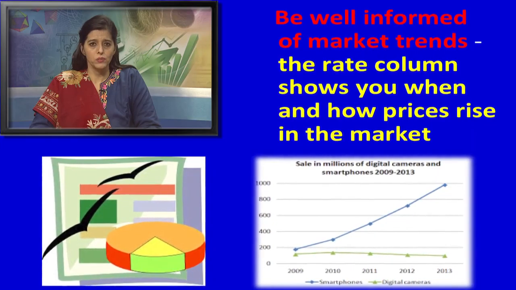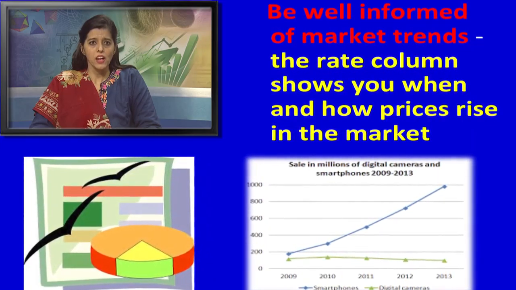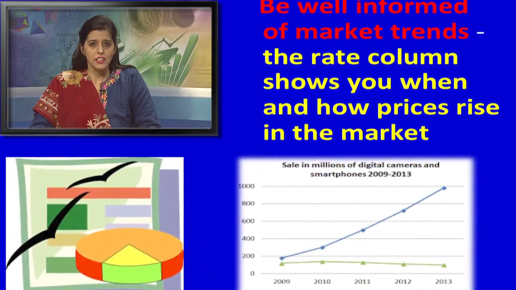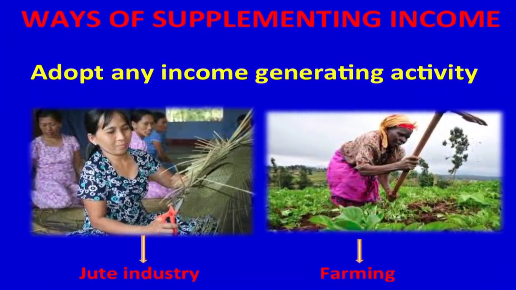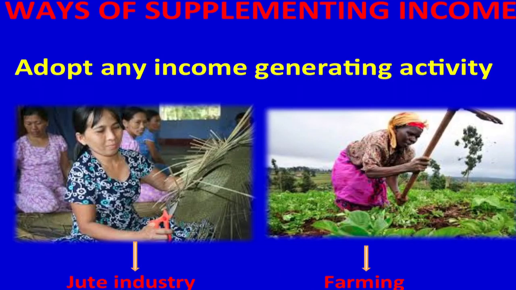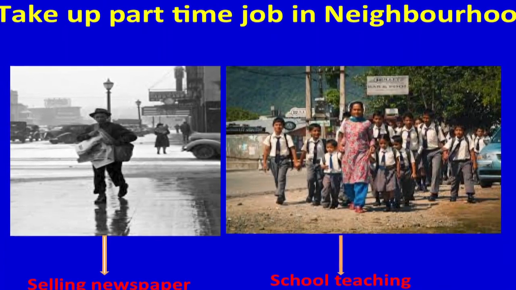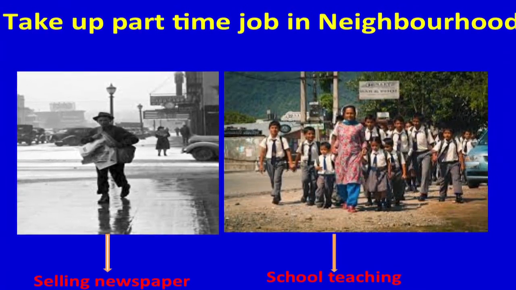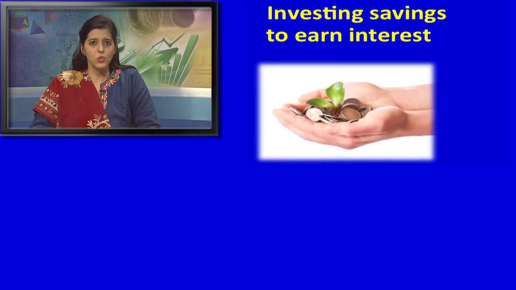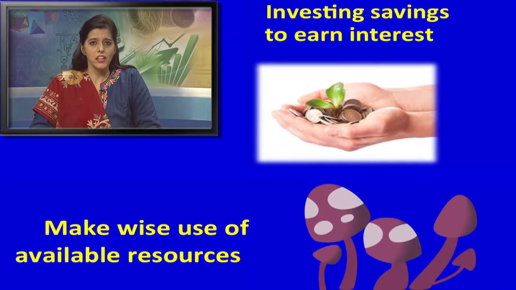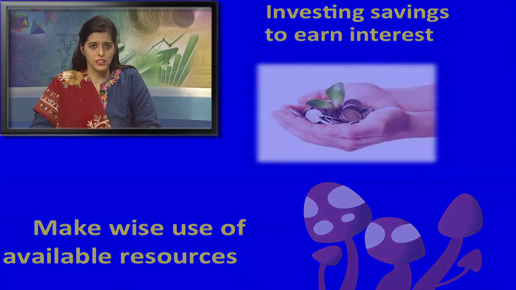The rate column shows you when and how prices rise in the market. Different ways of supplementing income. One can adopt any income generating activity, like working in a jute industry or through farming, or take a part-time job in the neighborhood like selling newspaper or teaching in a school. Investing savings to earn interest. Make wise use of available resources.